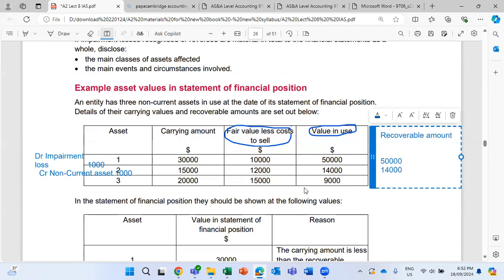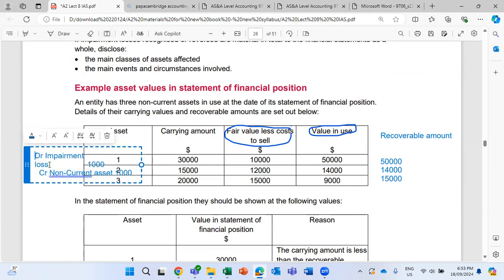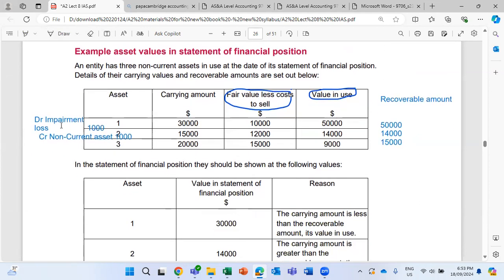recoverable amount would be the higher of 15,000 and 9,000, which is 15,000. The carrying amount is 20,000. So therefore, we need to impair this asset. So the impairment amount would be 5,000, 20,000 minus 5,000 to arrive at 15,000. In the same way, we will pass this double entry for 5,000 for asset number 3. We would have to debit impairment loss 5,000 and credit non-current asset 5,000.